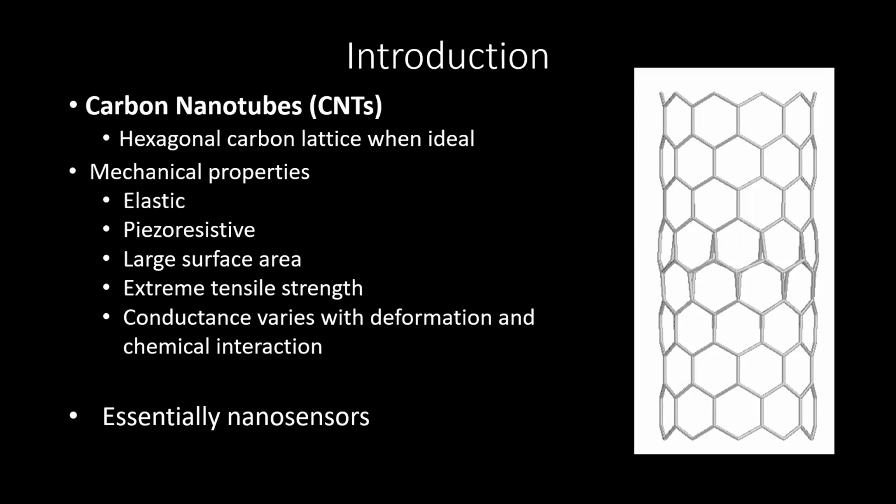For those of you who are unfamiliar with carbon nanotubes, they are, in their ideal form, comprised of a carbon hexagonal lattice. They possess an impressive resume of mechanical properties, including elasticity, the ability to deform to great lengths and then return to their original size and shape, and piezoresistivity. When they undergo strain, their internal resistance to current varies greatly.